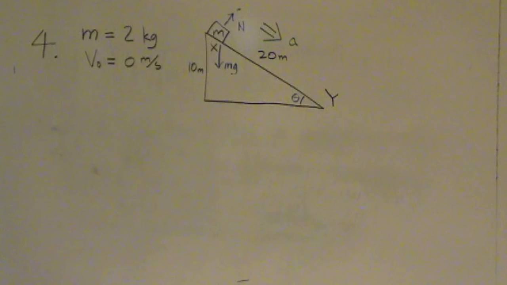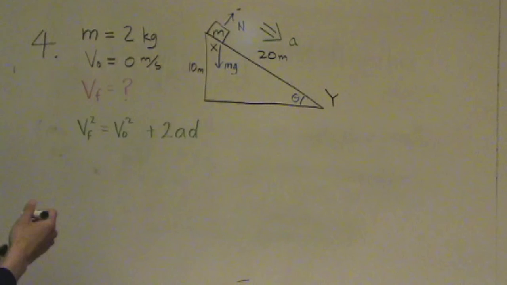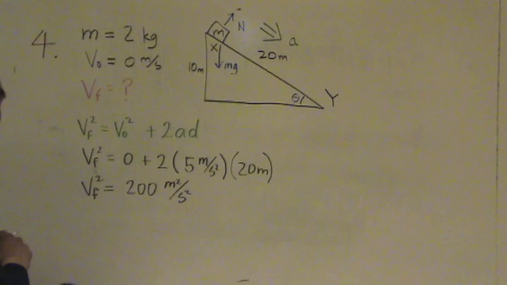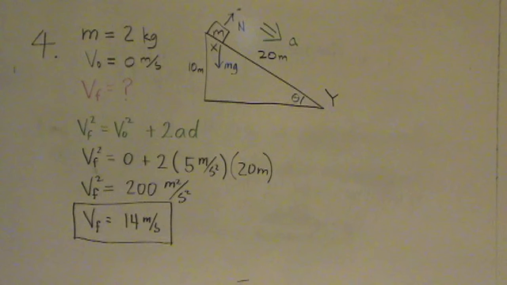Number 4 is the same problem as number 3, except this time they're asking for the final velocity. Since we're given the distance down the incline and we know the acceleration from number 3, we use this equation, Vf squared equals V naught squared plus 2AD, and we plug in the numbers, and we can just do the simple math and get V final as 14 meters per second, which is C.